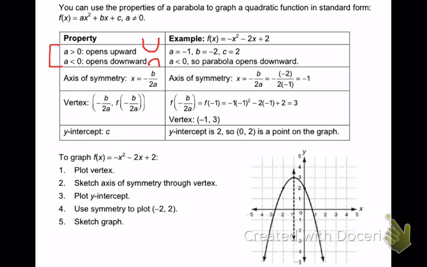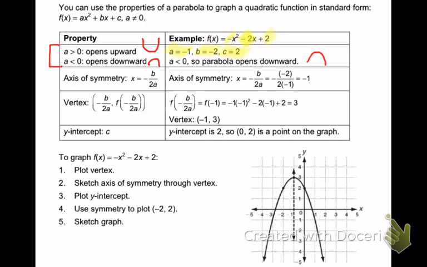A, B, and C. Again, A, B, and C are my coefficients. So if you look here, it says a equals negative 1, because it's negative x squared. B equals negative 2, because it's negative 2x. And C equals 2, because C is my constant there. Okay, and we found out A is less than 0, so my parabola is going to open downward.